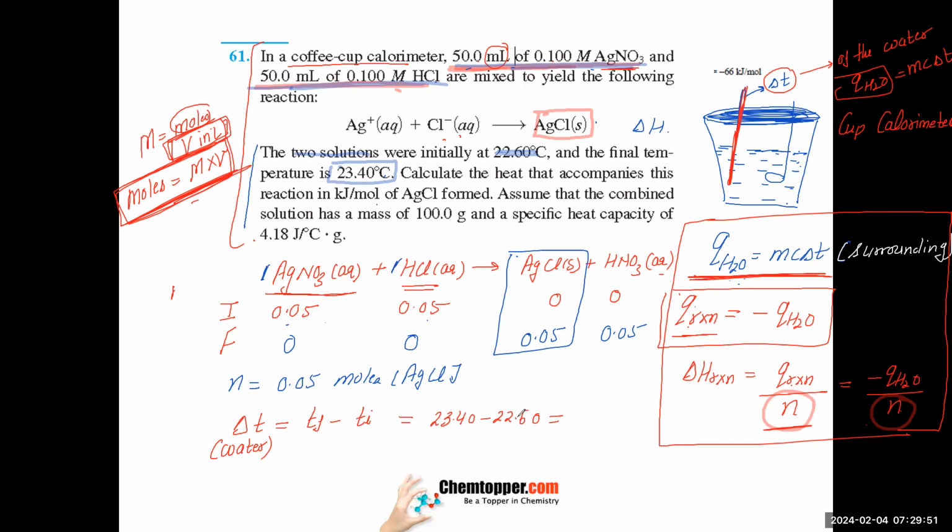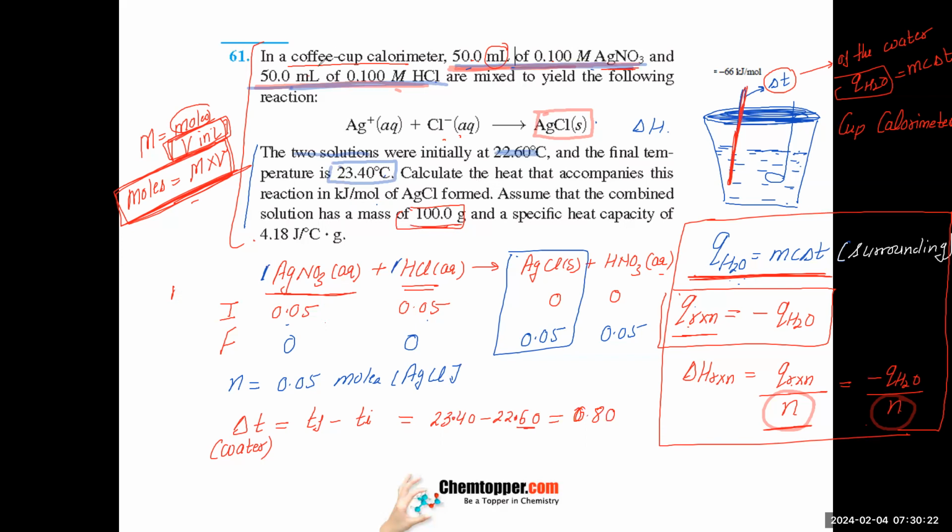And you will take the answer up to 2 decimal places. Significant figures rule, so it will be 0.80, right? Now, is the mass of water given? The mass of the solution is 100 grams. They are saying take the mass of the solution as 100 grams, 50 plus 50, 100. And the density of water is 1 gram per ml.